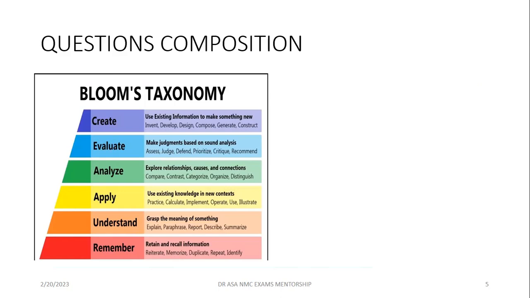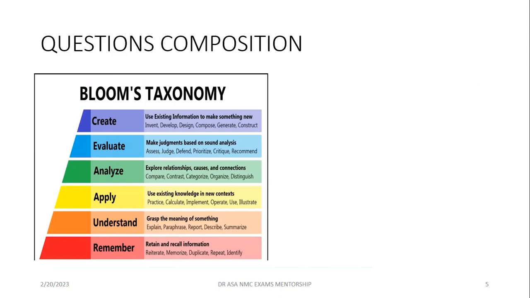The ability to explore the relationship between concepts, the relationship between cause and a particular disease condition, for example, how a particular factor can lead to a particular disease. The ability to compare and contrast, organize and differentiate. How can you differentiate anginal pain, for example, from myocardial pain? The two are chest pains. Your ability to differentiate anginal pain from myocardial pain shows that you are analytical.